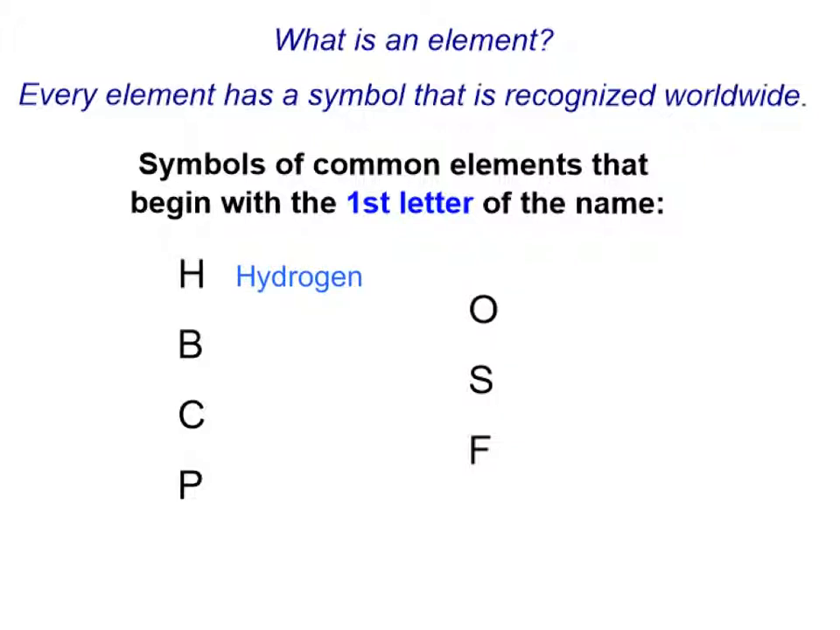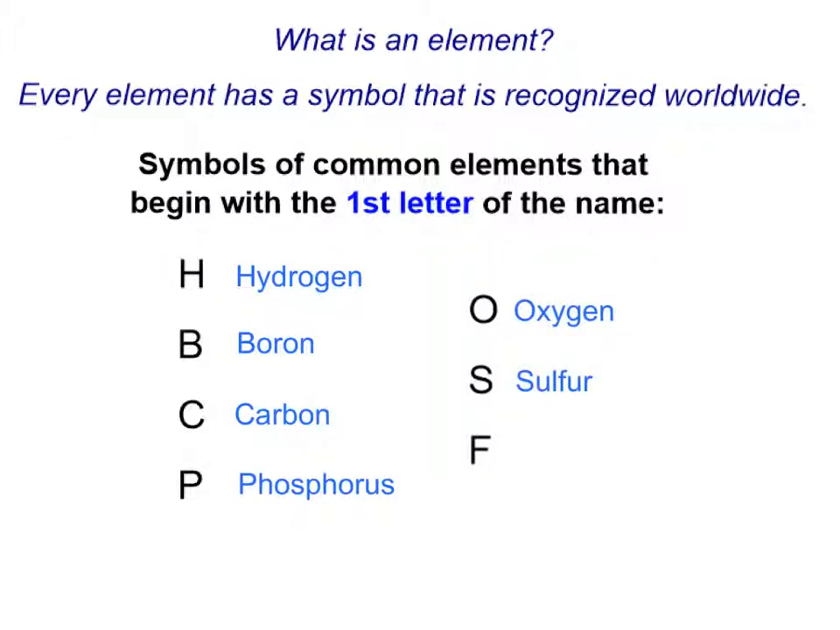H represents hydrogen, B represents boron, C represents carbon, P represents phosphorus, O represents oxygen, S represents sulfur, and F represents fluorine.